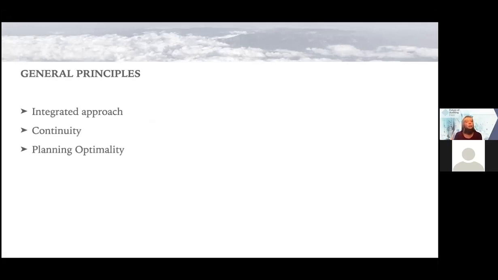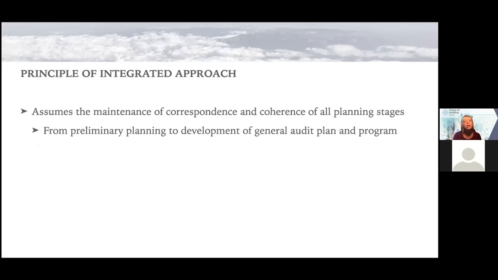So we've got 3 different principles: an integrated approach, continuity, and planning optimality. So let me just explain a little bit of these, and this will help us plan a little bit better. The integrated approach is when the auditor and the auditee are very close with all of the different planning stages. What is going to happen? Is it going to be the full audit of the entire plant or the entire group of plants? Is it going to be one specific area? And then the schedule of the rest of the areas as it goes on.